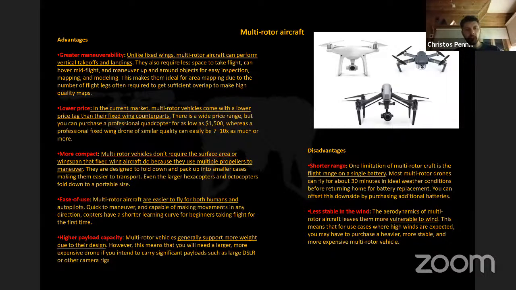Their price is lower because most of the drone industry has been producing this kind of drone, so this has led to a lower price. There is a wide price range, but one can buy a professional quadcopter for as low as $1,500, whereas a professional fixed-wing drone of similar quality can easily be 7 to 10 times more expensive than the multi-rotor drone.